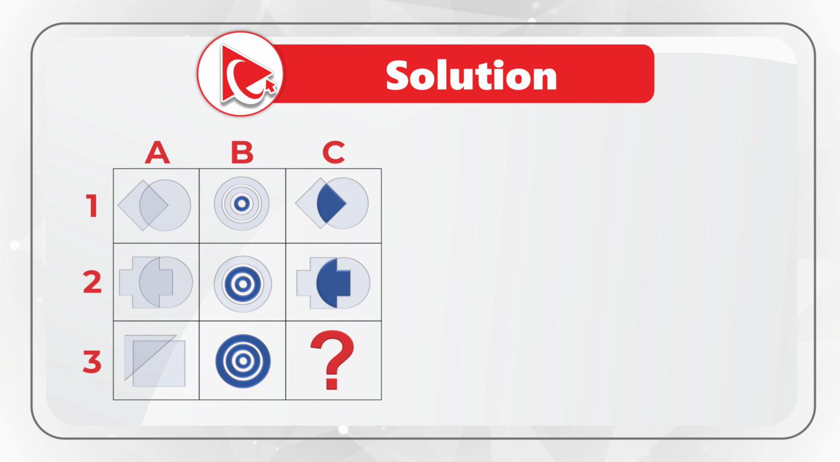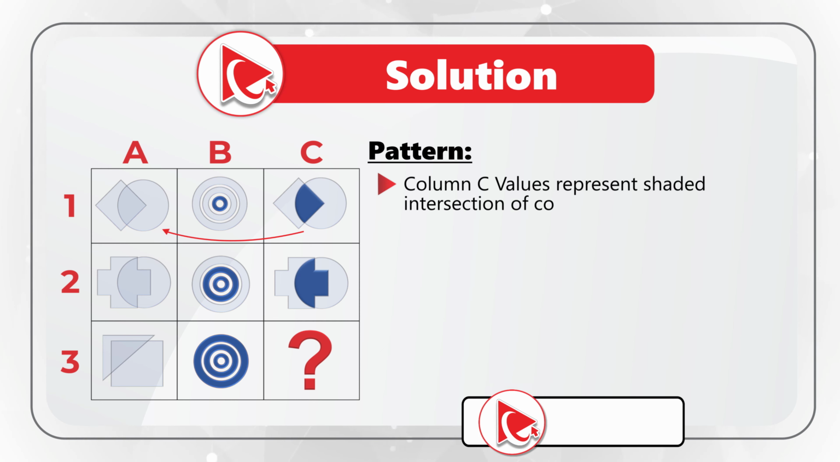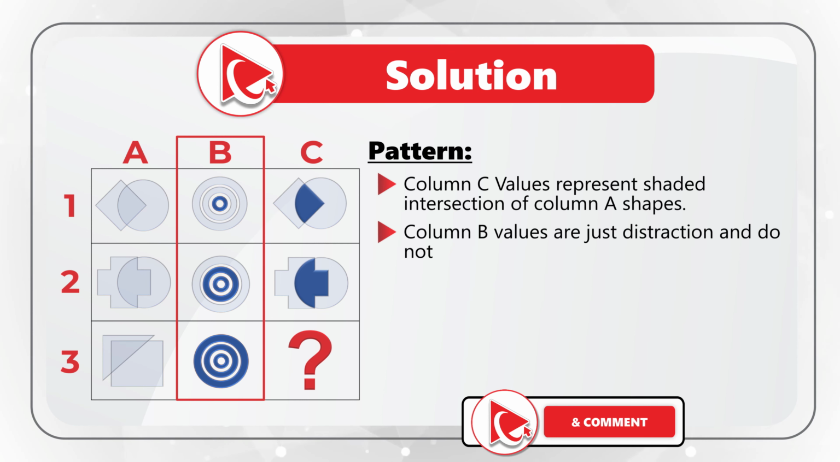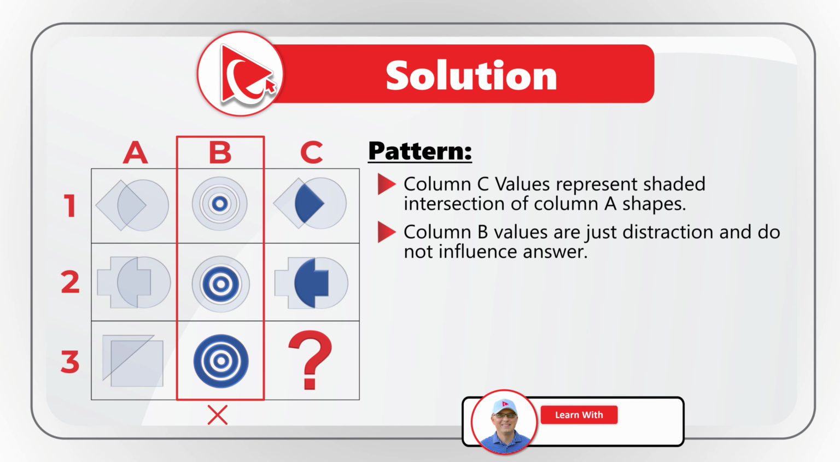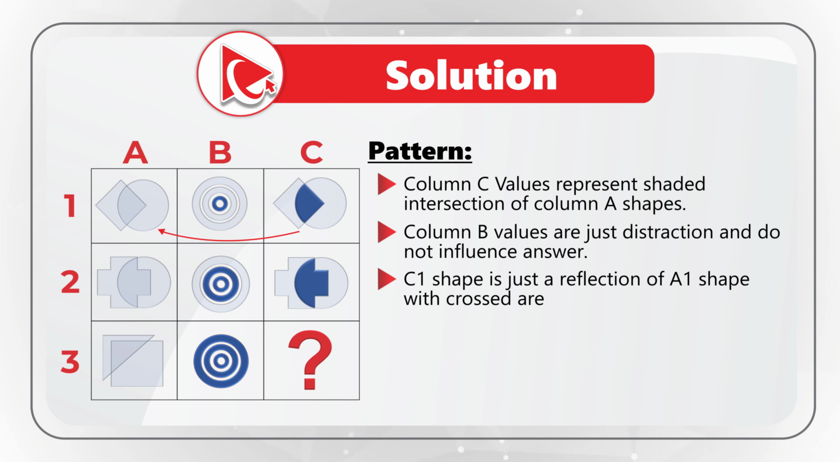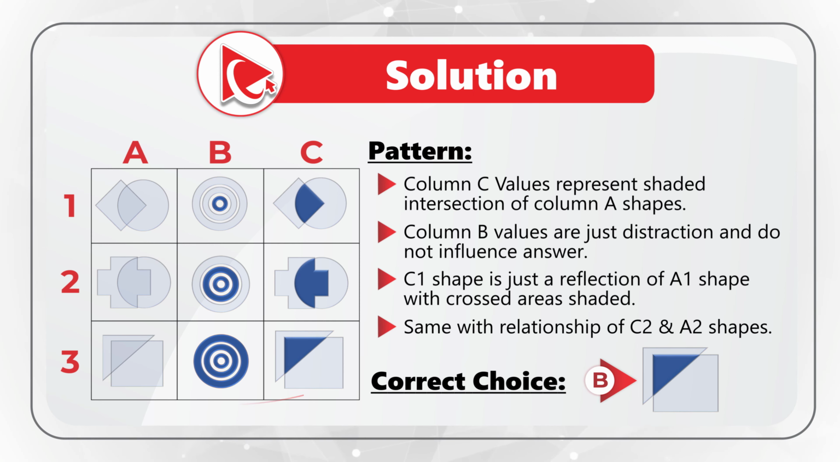And you probably noticed here, but column C values represent the shaded intersection of column A shapes. And considering this, column B values are just a distraction and do not influence the answer in any way. For example, the C1 shape is just a reflection of the A1 shape with the crossed shaded areas. Same with the relationship between the C2 and A2 shapes. Considering this, the correct choice here is choice B, where a triangle and square are intersecting, and there's a shaded gray area on the intersection.